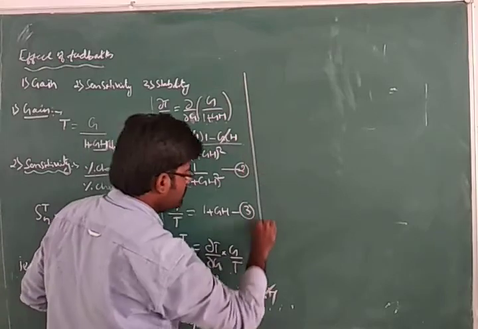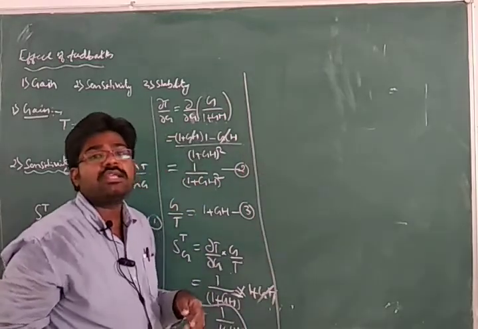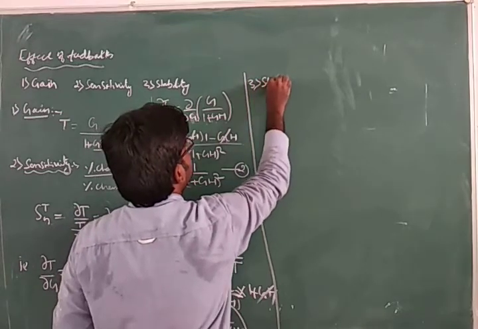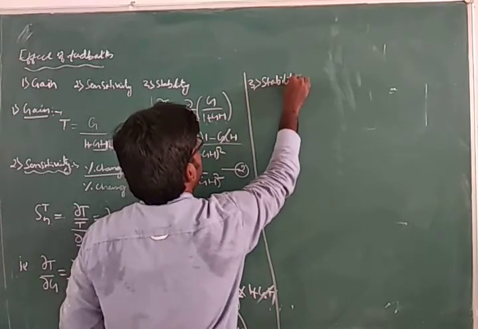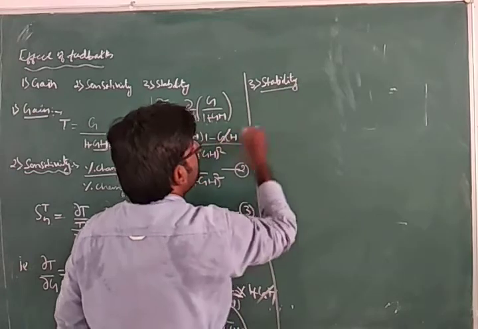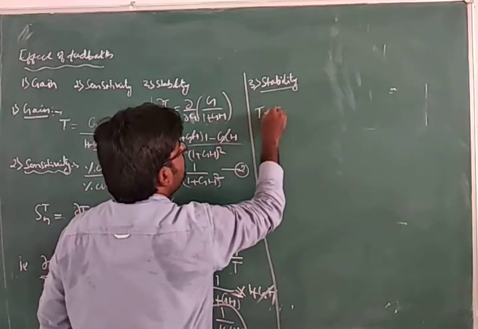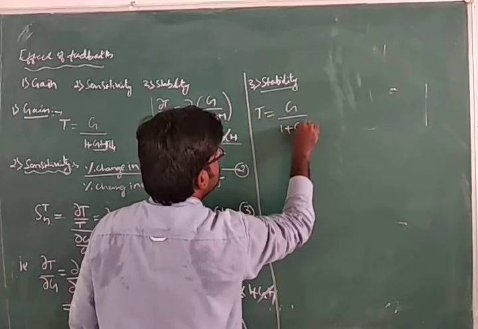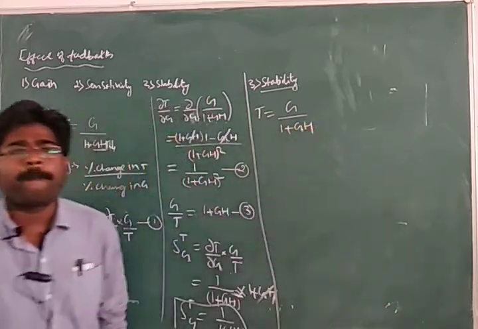In the third case, how it is going to affect the stability, that we see. Stability: the transfer function is given by again G divided by 1 plus GH, right?